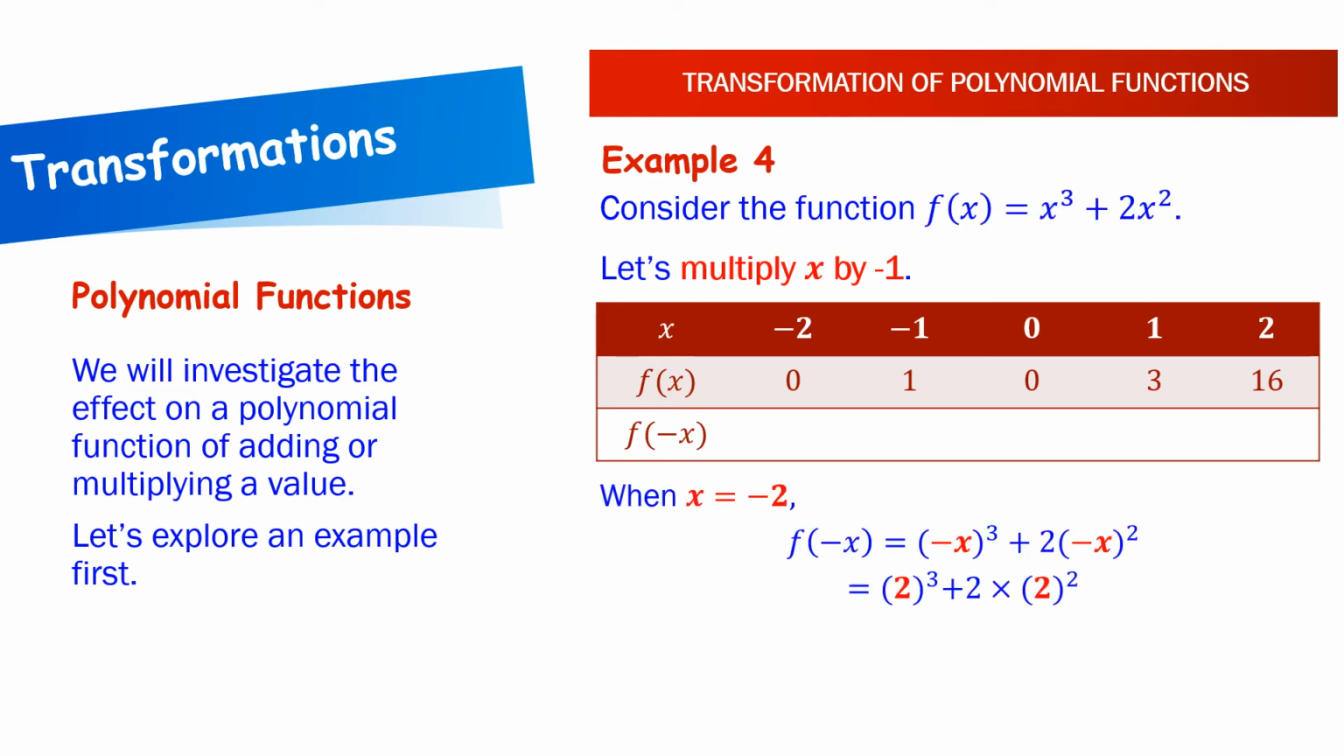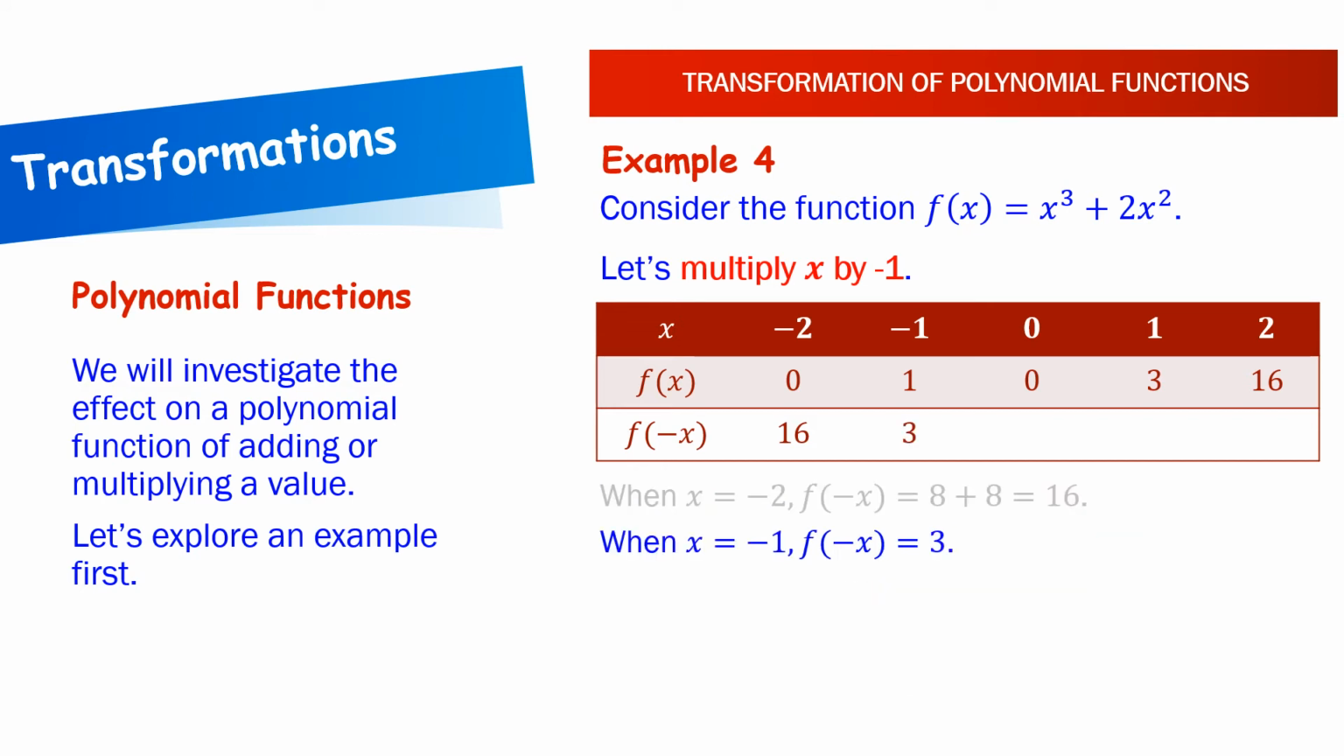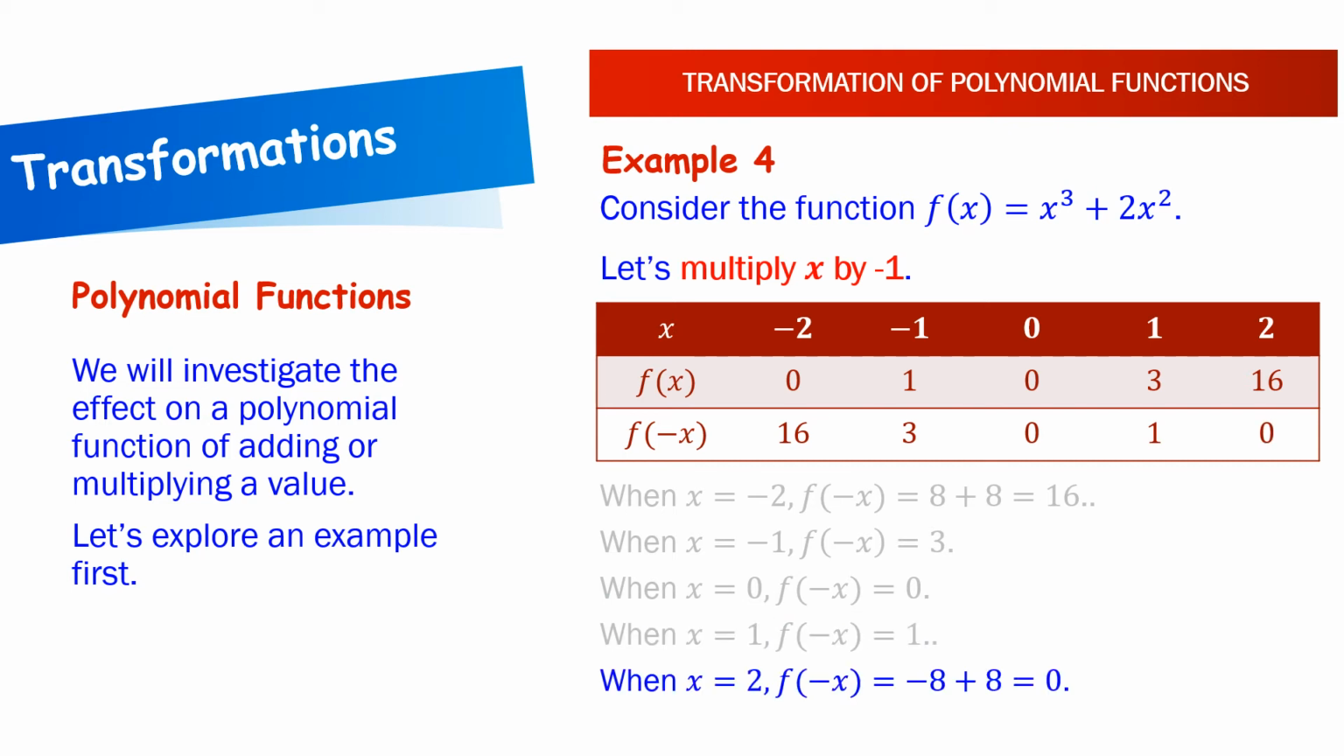So when x is minus 2, f of minus x is 16. When x is minus 1, f of minus x is 3. When x is 0, f of minus x is also 0. When x is 1, f of minus x is 1. When x is 2, f of minus x is 0.